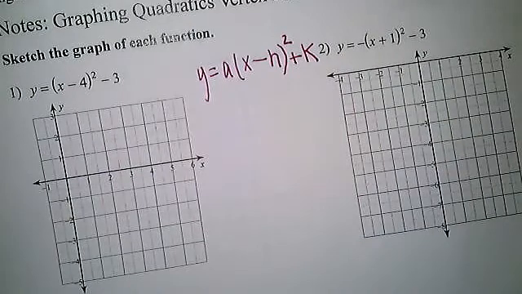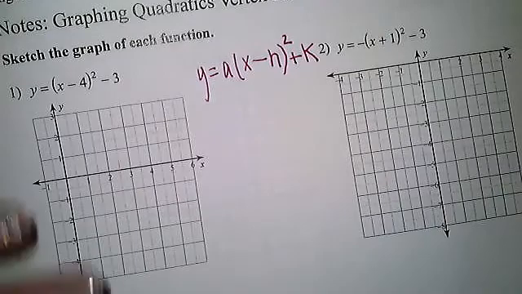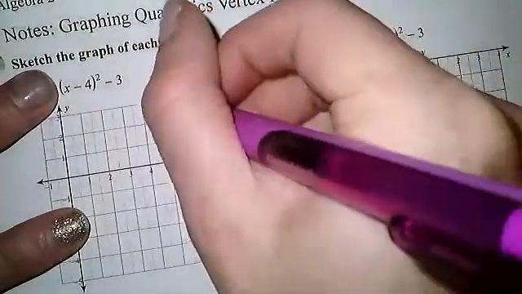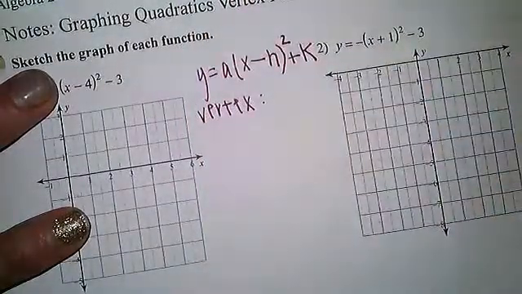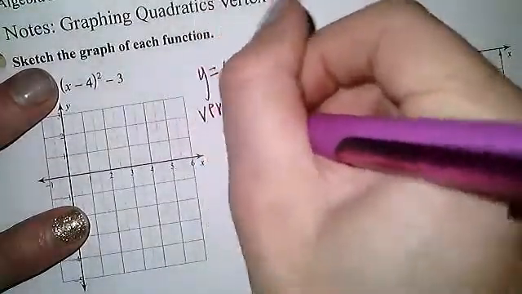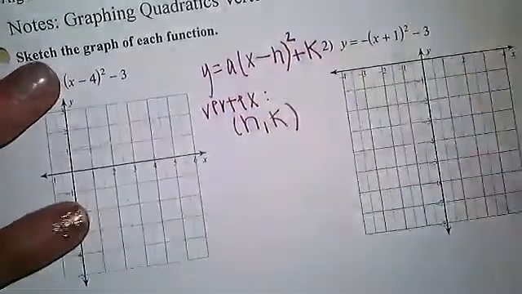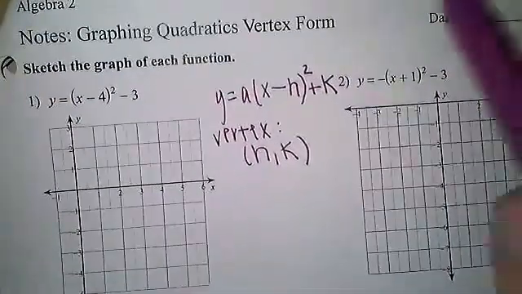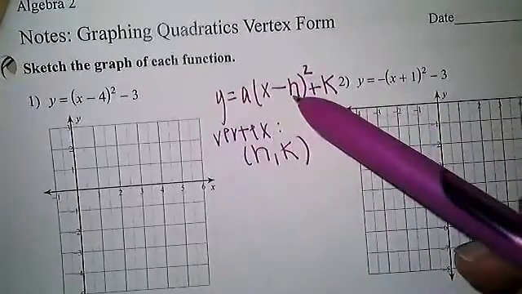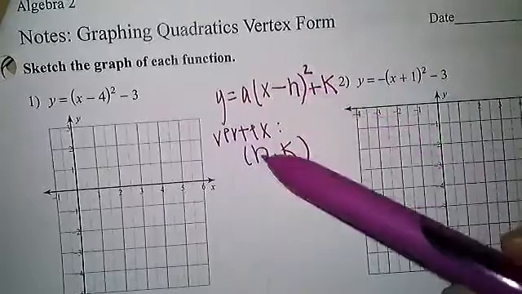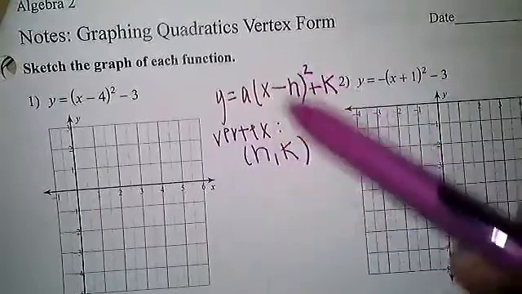So this is called vertex form because it has the vertex embedded in the equation. So the vertex is already inside the equation, so there's no mystery or solving for the vertex. The vertex is h comma k. So if your formula says minus h, you're going to know what your h is already.